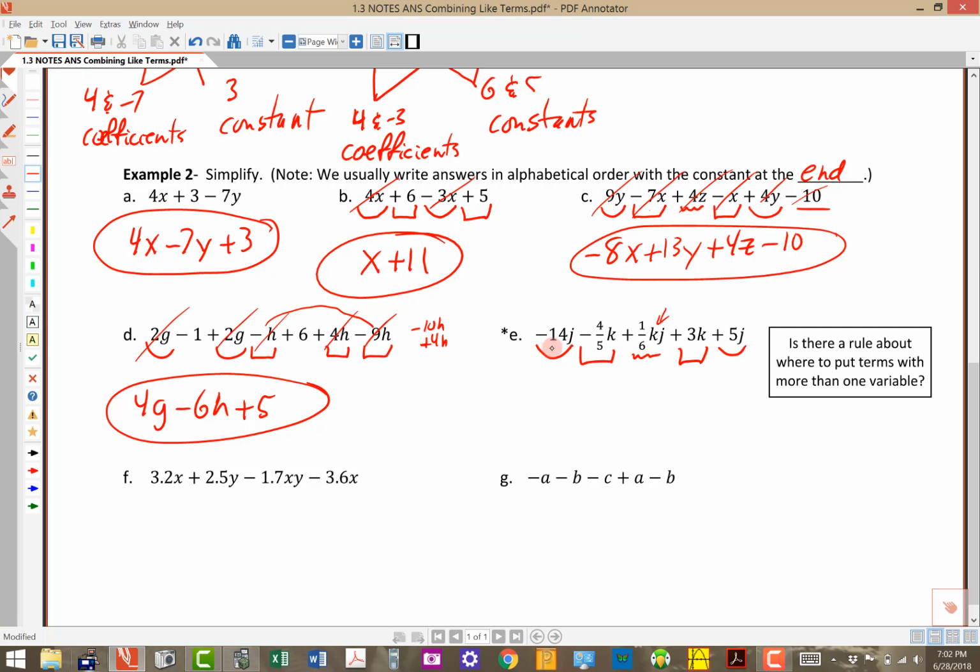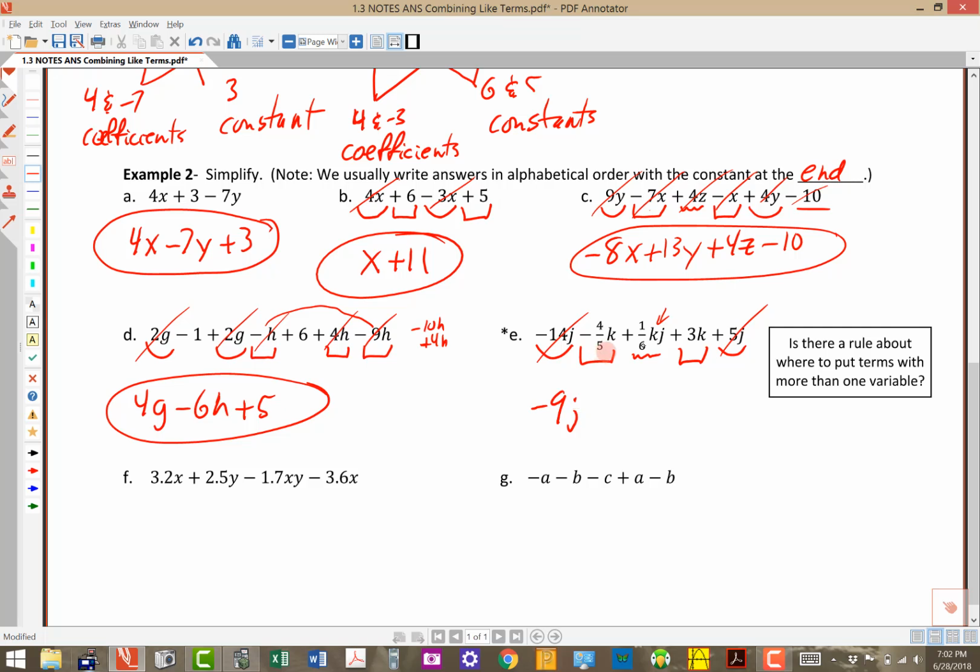Okay, so we've got a negative 14j and then a plus a 3j. That's going to be a negative 11j. Again, lightly cross those. Whoops, I grabbed the wrong one, didn't I? Let's see. Should be this guy right here. So negative 14j plus 5j. So that's going to be negative 9j.